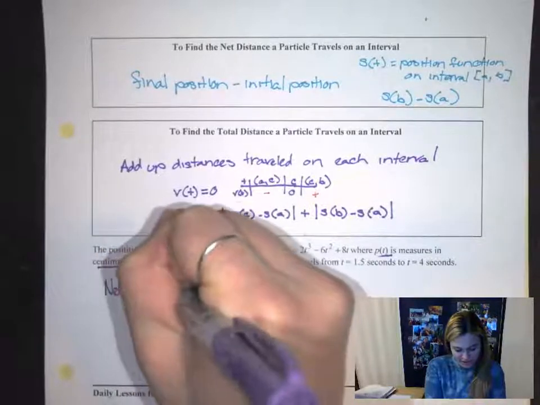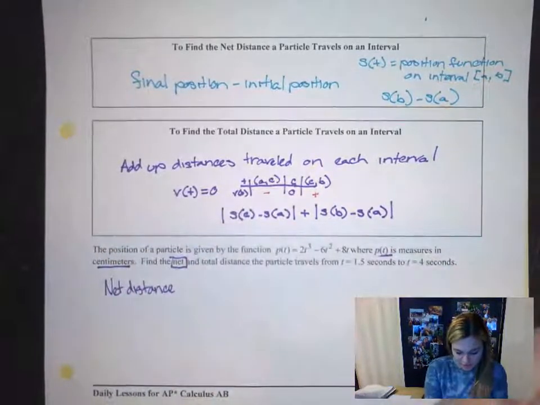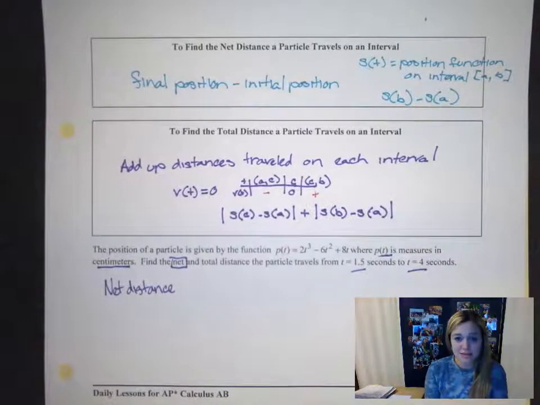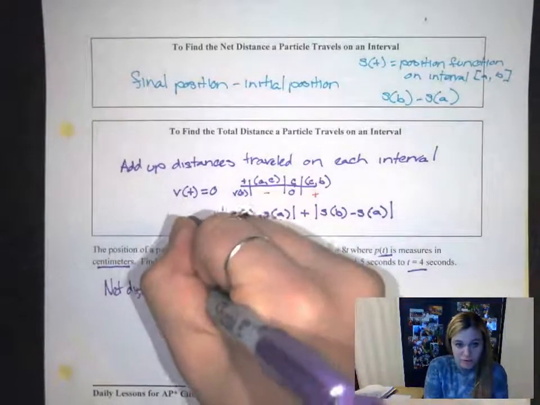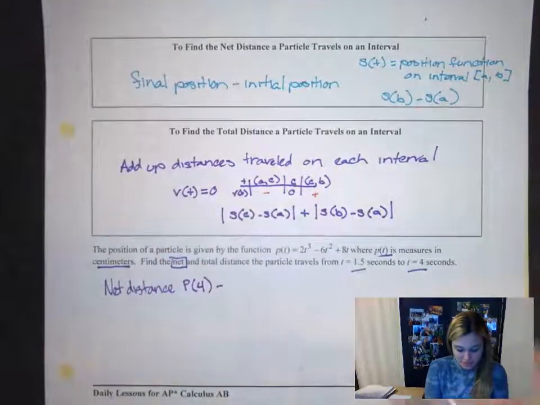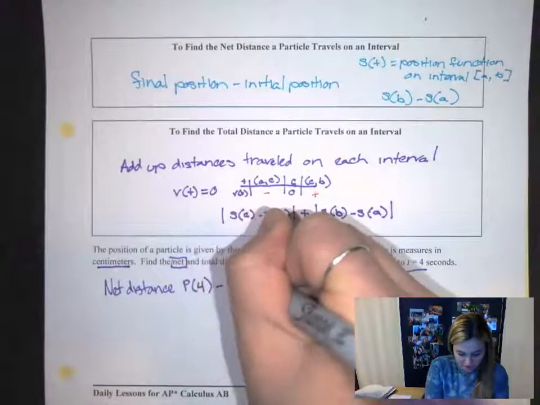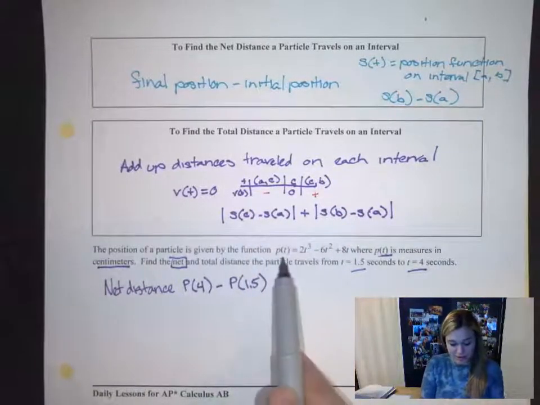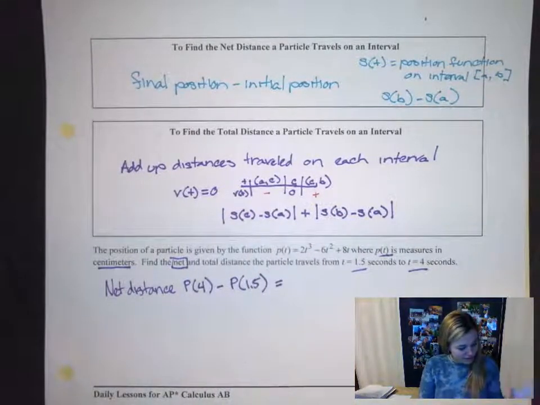is just going to be P of, what is this, 1.5 to 4 seconds? P of 4 minus P of 1.5. And then you're just substituting it up here. So P of 4, P of 1.5.